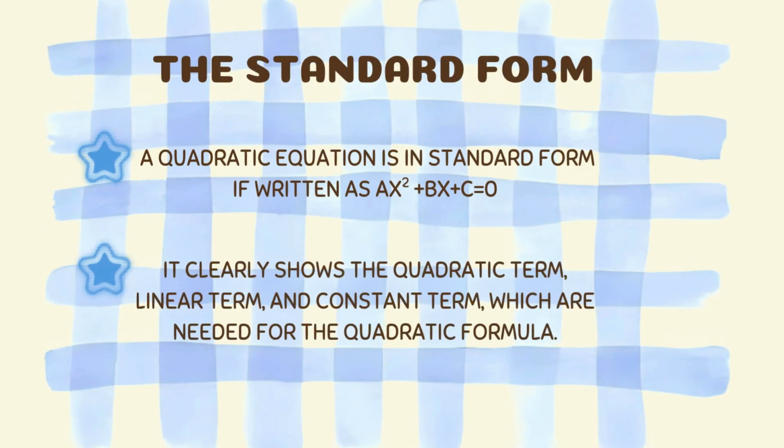The standard form. A quadratic equation is in standard form if it is written as ax squared plus bx plus c equals 0. It clearly shows the quadratic term, linear term, and constant term, which are needed for the quadratic formula.